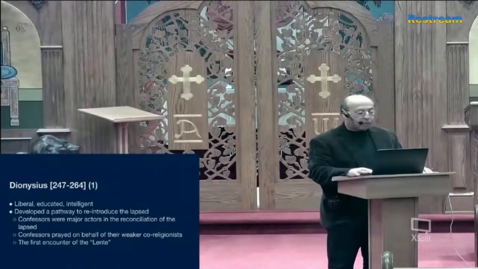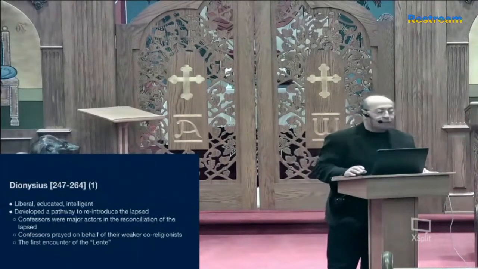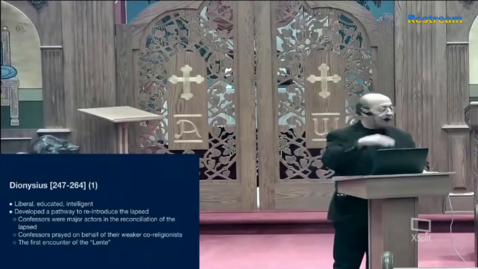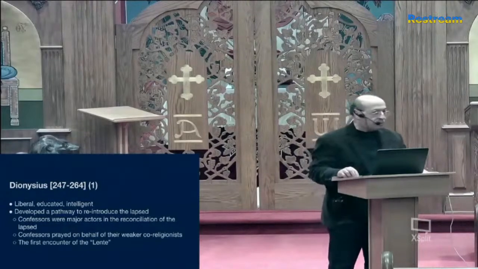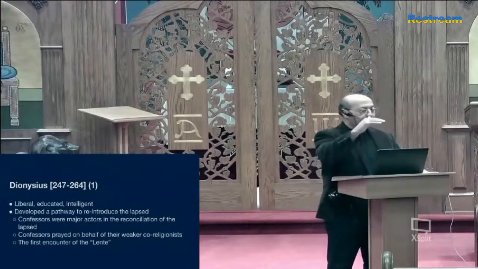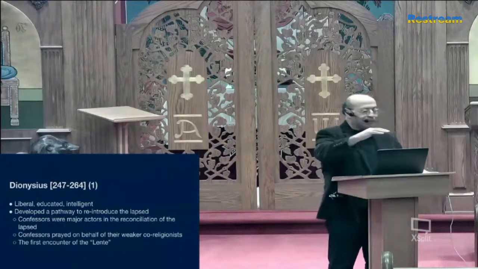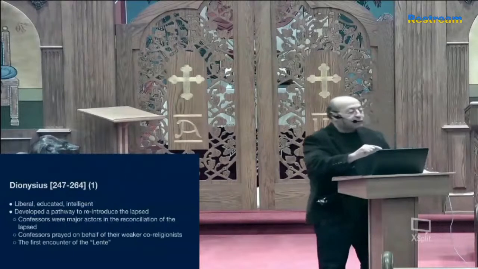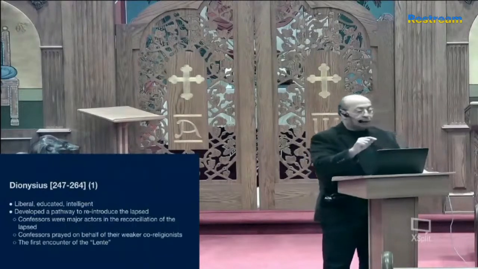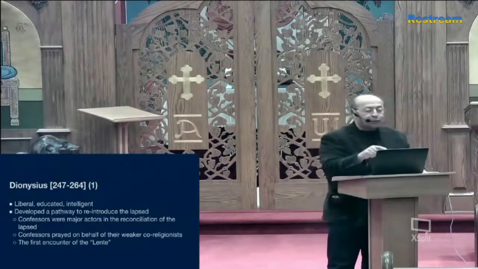So now we come to the time of Dionysius that followed the edict of Decius. And Dionysius, you remember when I mentioned the bishops in the beginning? Dionysius was the third one, the one that I put the asterisks next to. In this time, he was very educated, very liberal, very intelligent, and he's the one who developed a pathway to reintroduce the lapsed.